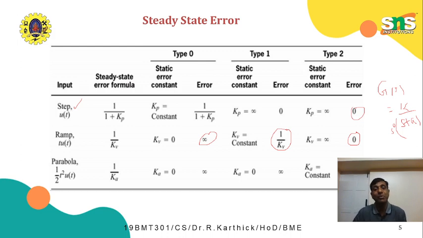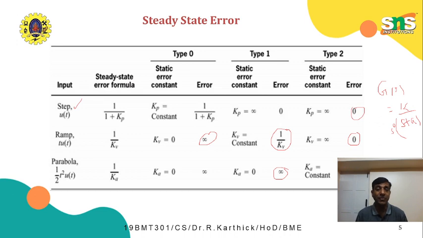As the type number is increased, the same thing can be discussed for a parabolic input. For type 0 and type 1 systems, the steady state error is infinity, whereas for a type 2 system we have a constant error, and if the type number is increased to type 3, then our steady state error is going to be 0. So from this discussion we can conclude that in order to eliminate the steady state error, the type number of the system has to be increased.